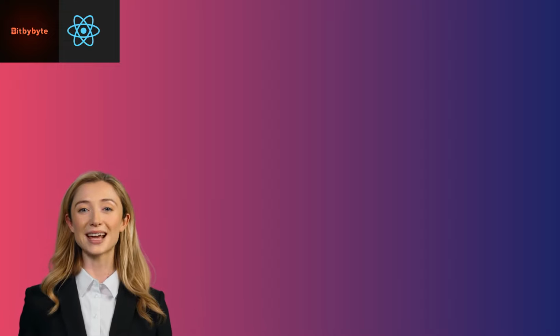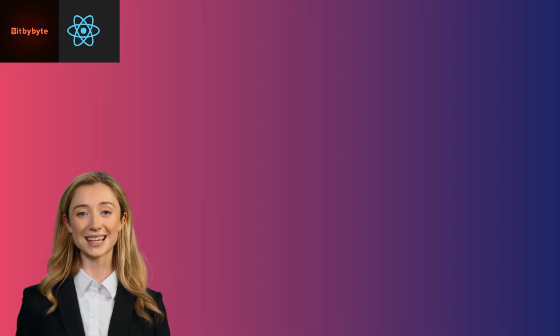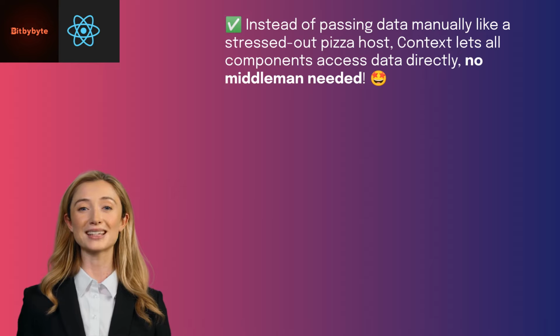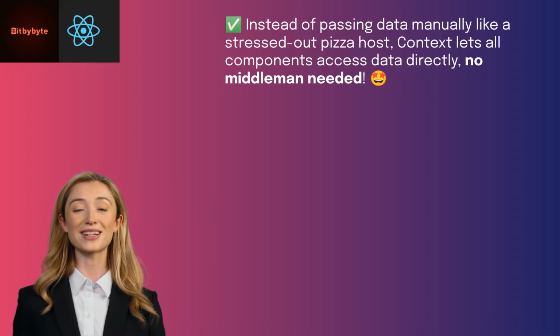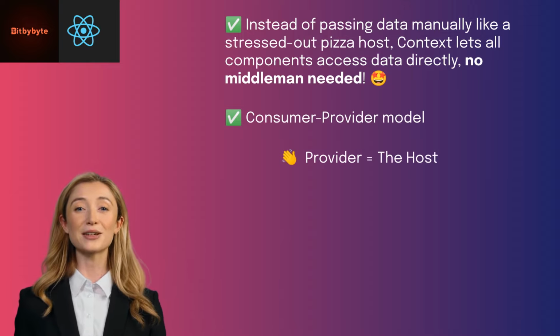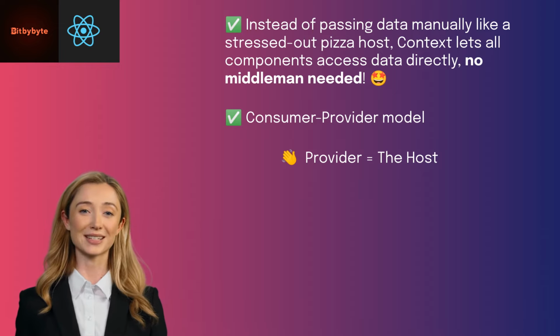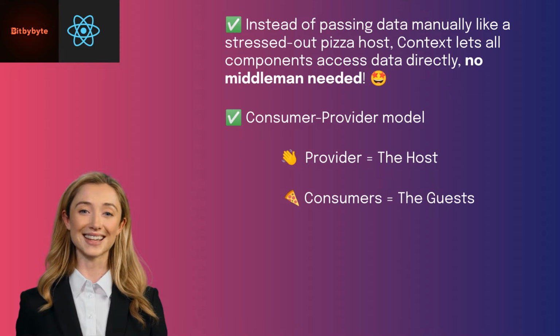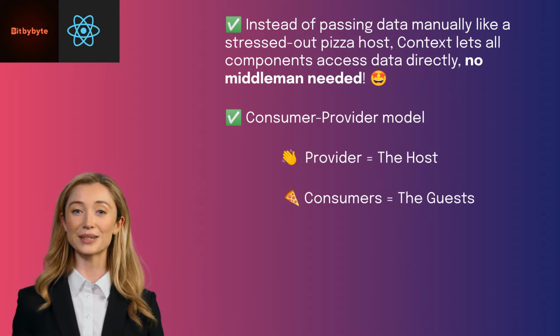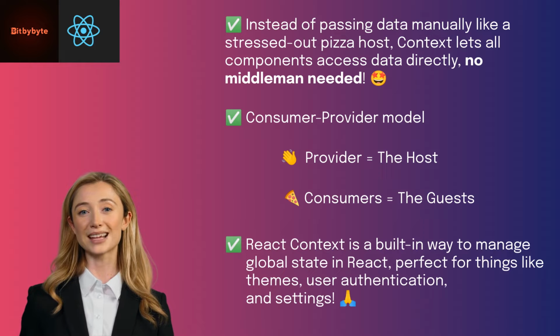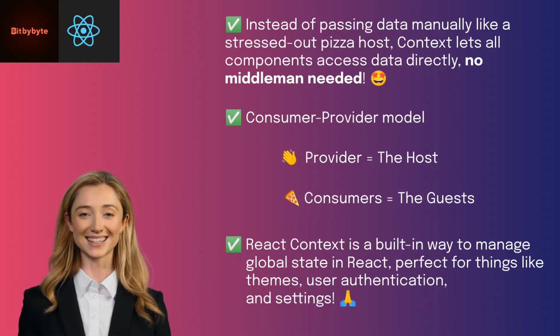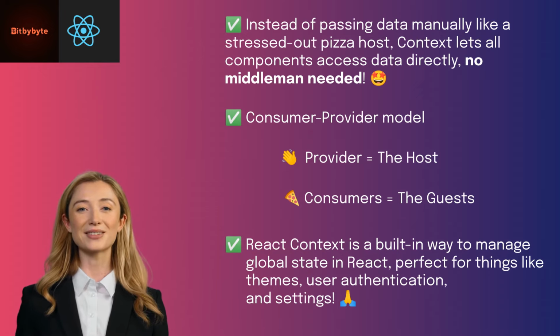Now that we already know that React context is like a magical pizza party table, where instead of passing data manually like a stressed out pizza host, context lets all components access data directly, no middleman needed. But how does this magic work? It's all thanks to the consumer provider model. Think of provider as the host. The provider is like you placing different toppings on the table for everyone to access. And think of consumers as the guests. Each guest component simply takes what they need without asking you directly. React context is a built-in way to manage global state in React, perfect for things like themes, user authentication, and settings. Okay, enough talk, let's see them in action now.